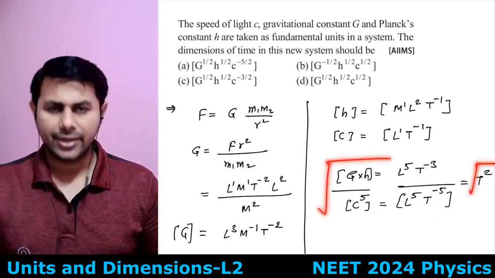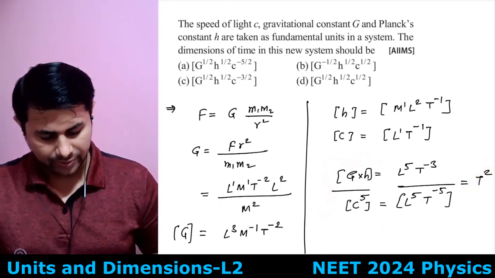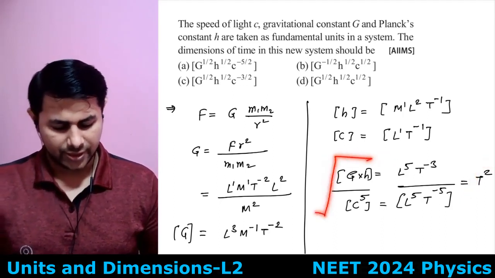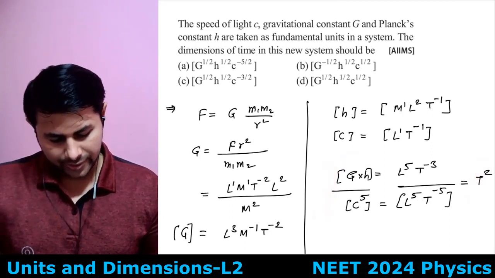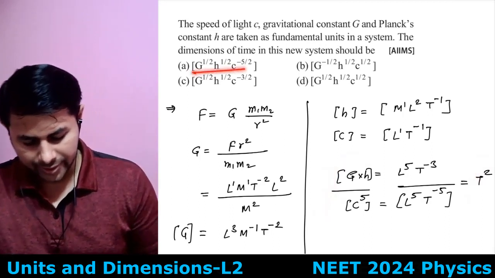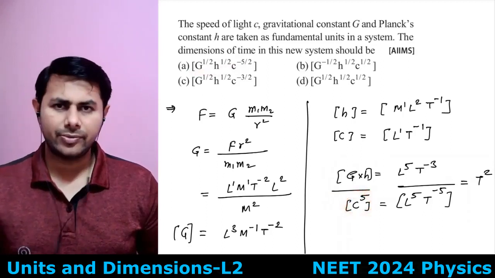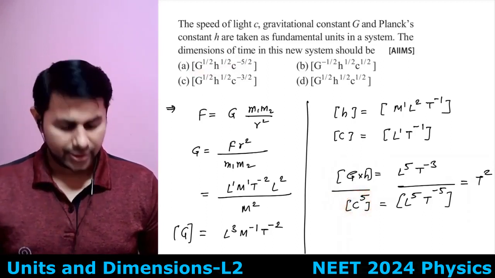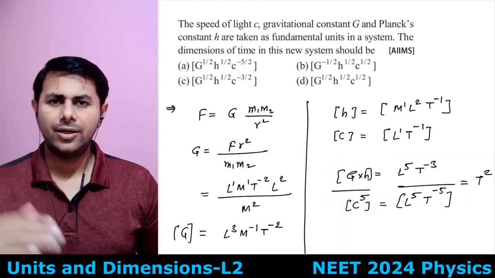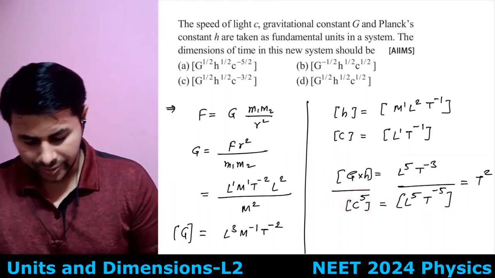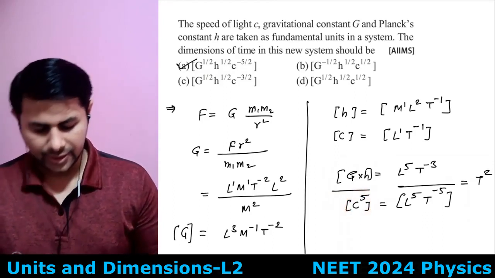Okay, so I get T. So the answer is square root of GH upon C. Which one? Option A. Good. Square root of C raised to 5 is C raised to 5 by 2. Because it is in the denominator, it is C raised to minus 5 by 2. So option A is the answer.